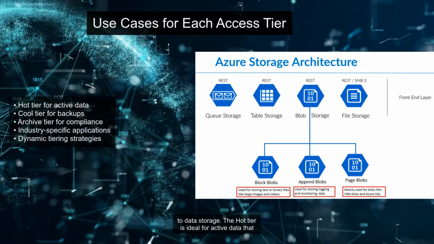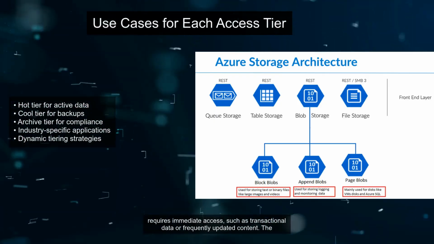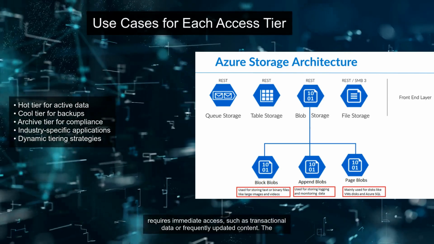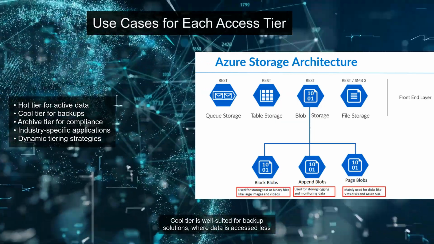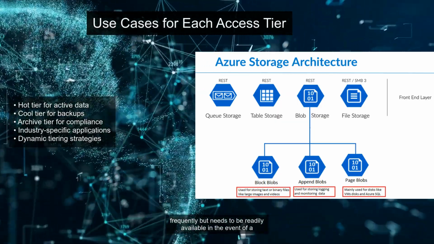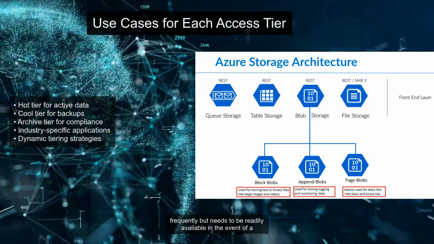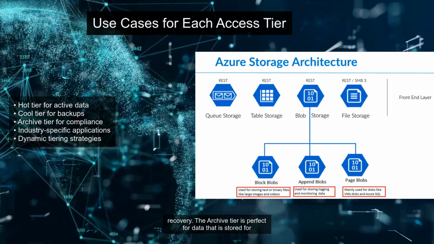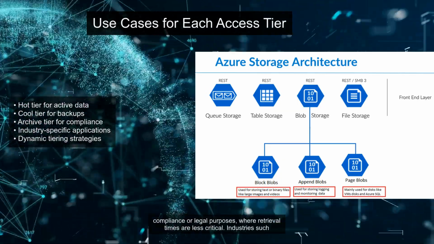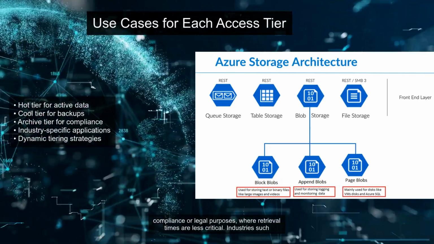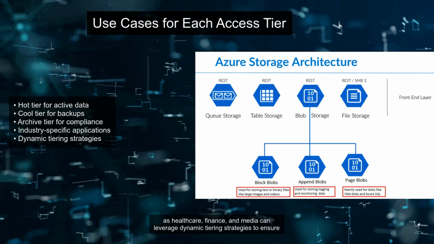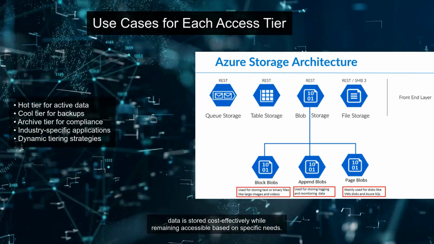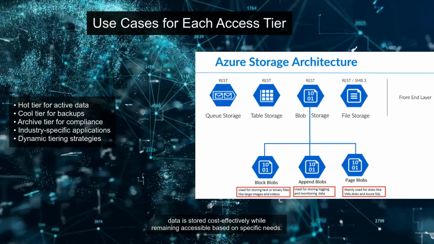The hot tier is ideal for active data that requires immediate access, such as transactional data or frequently updated content. The cool tier is well suited for backup solutions, where data is accessed less frequently but needs to be readily available in the event of a recovery. The archive tier is perfect for data that is stored for compliance or legal purposes, where retrieval times are less critical. Industries such as healthcare, finance, and media can leverage dynamic tiering strategies to ensure data is stored cost-effectively while remaining accessible based on specific needs.